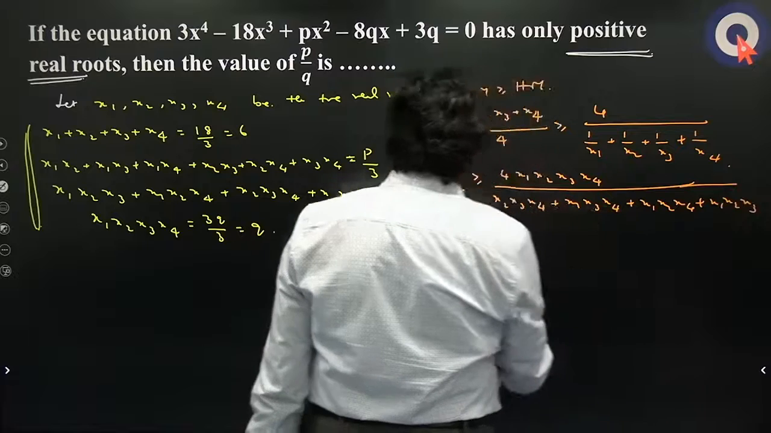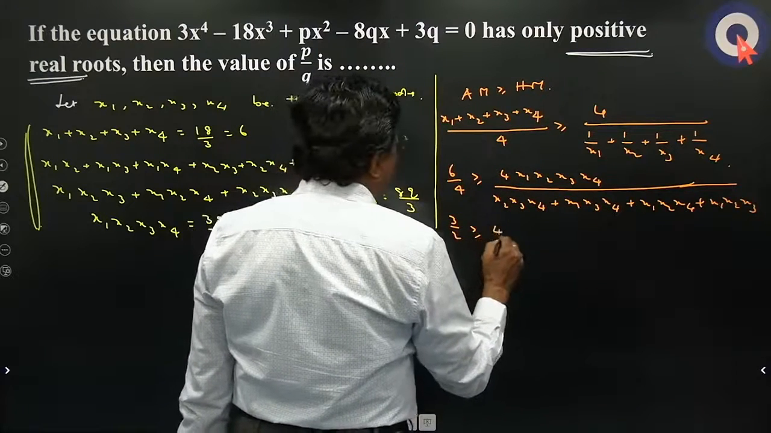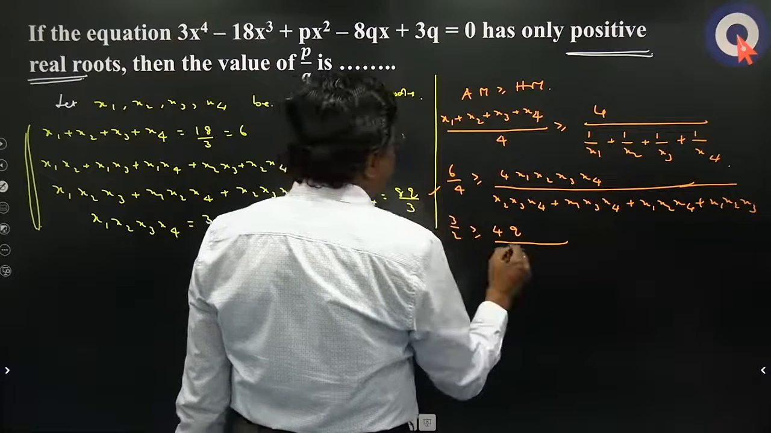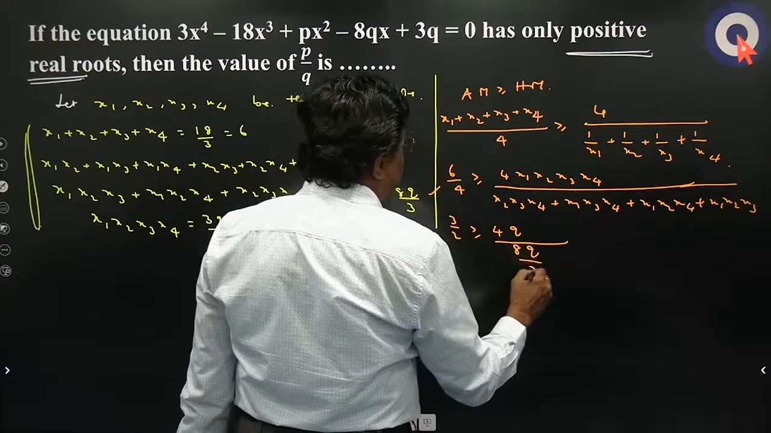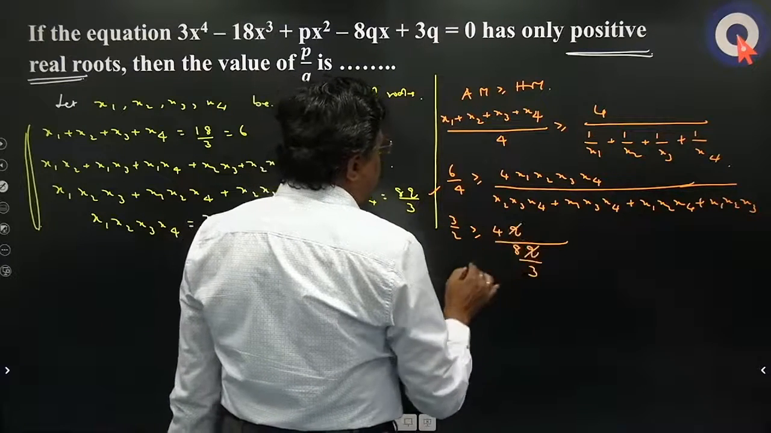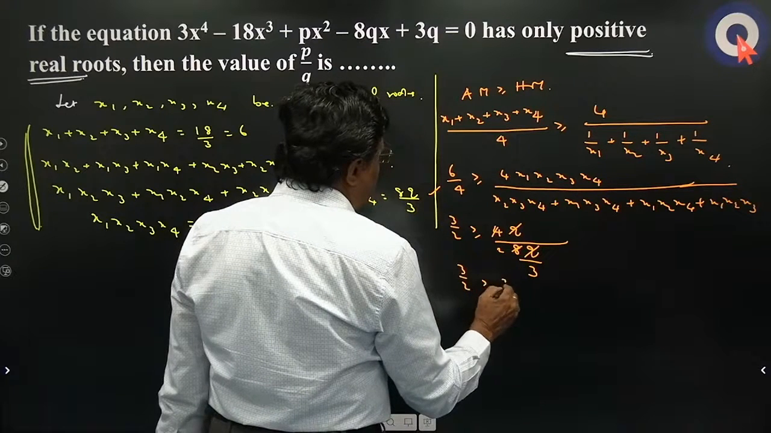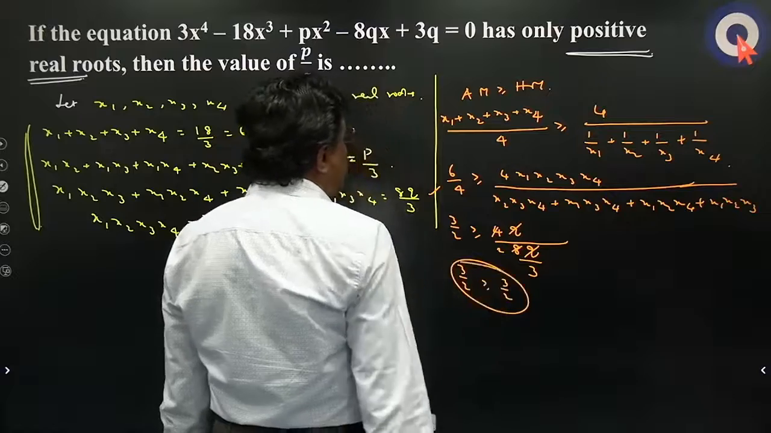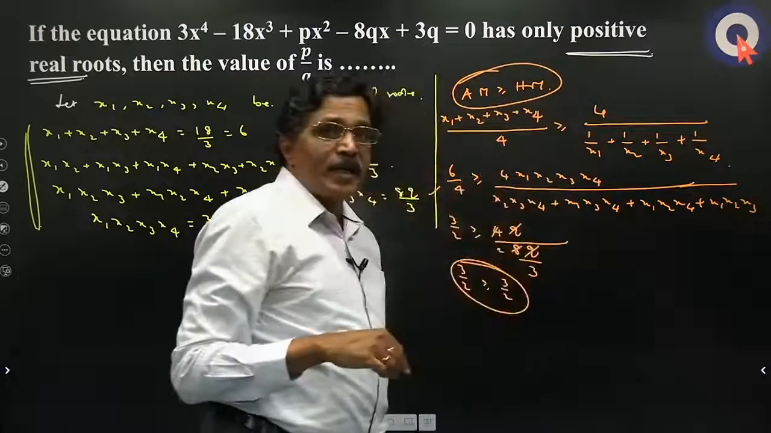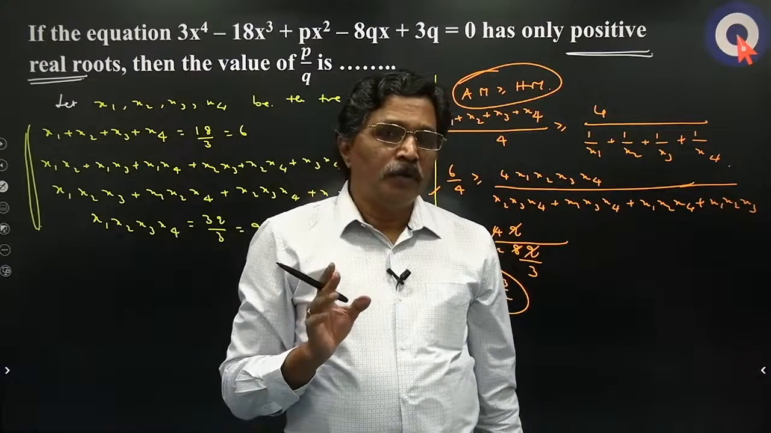So you can see here 3 by 2 is greater than or equal to 4q by this value, which we know as 8q by 3. As q is getting cancelled, it's working out here. So this is 3 by 2 greater than or equal to 3 by 2. What is happening? So it is equal. So therefore, arithmetic mean is greater than or equal to harmonic mean is working here. AM greater than or equal to GM greater than or equal to HM.